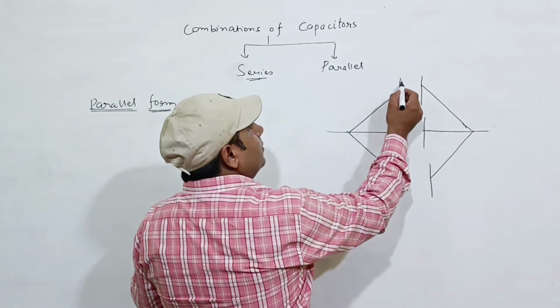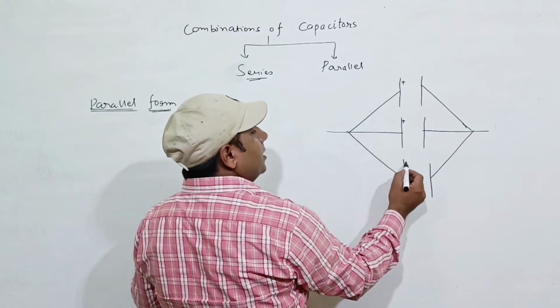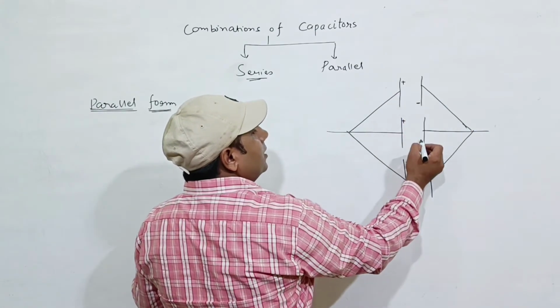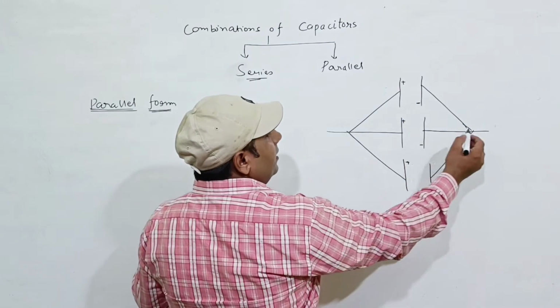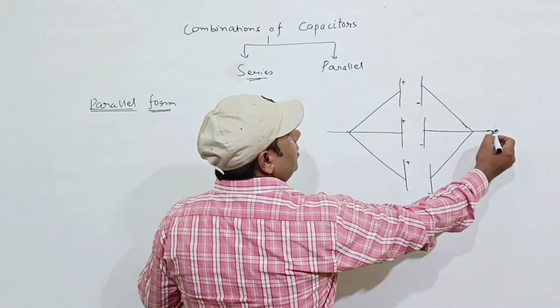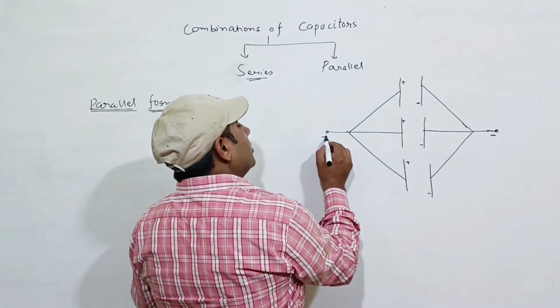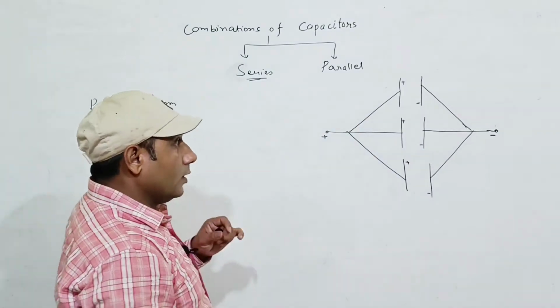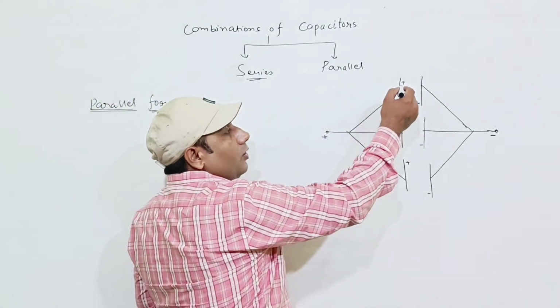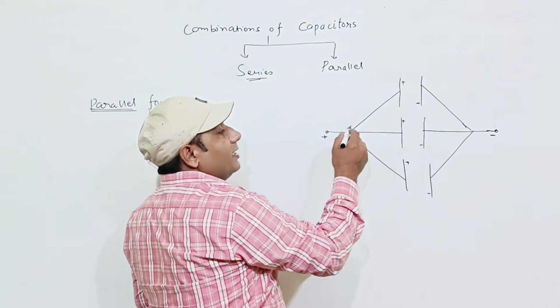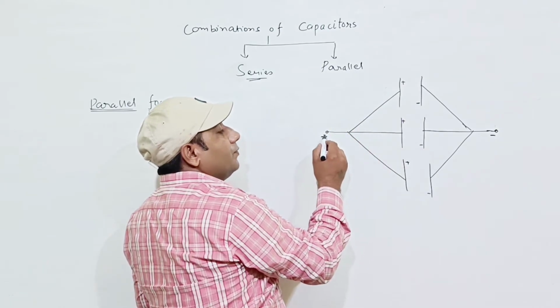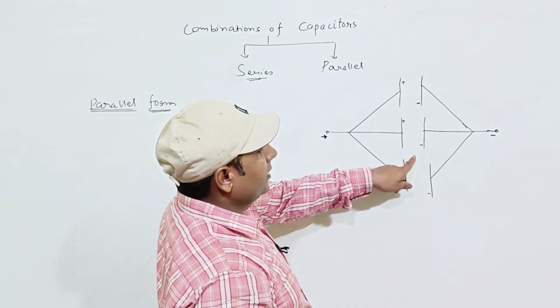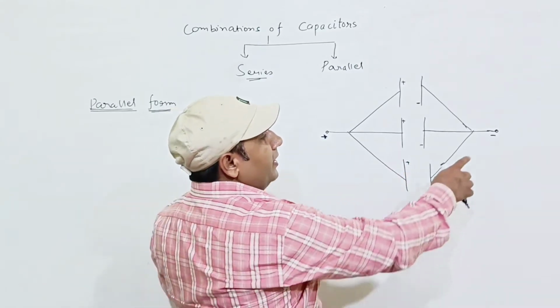Because this one is positive, due to induction the other is negative. It is also connected to the negative terminal. All positive plates are connected with the positive terminal, and all negative plates of these capacitors are connected with the negative terminal.